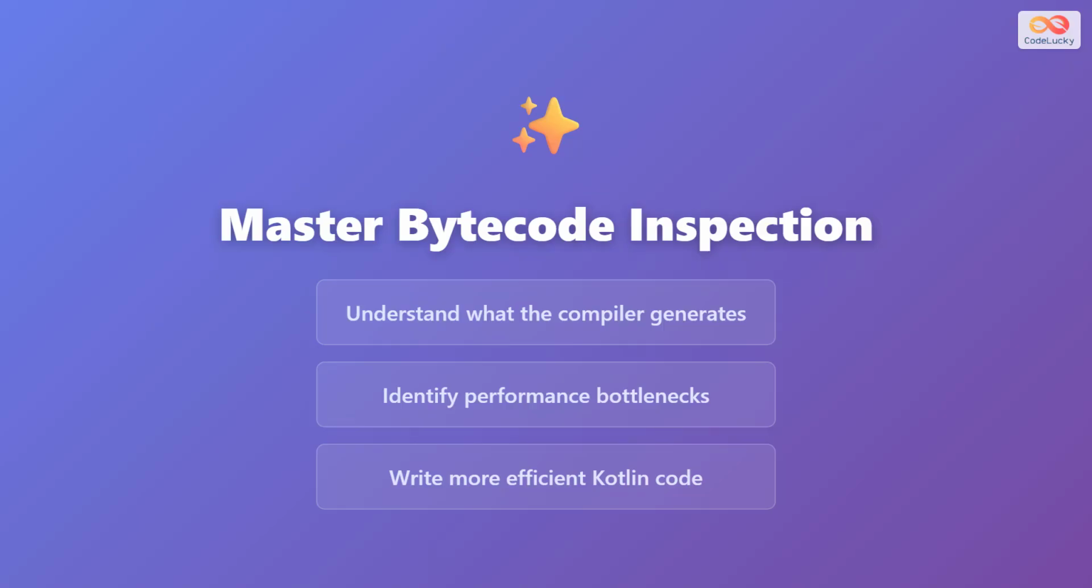By mastering bytecode inspection, you understand exactly what the compiler generates from your Kotlin code. This knowledge allows you to identify performance bottlenecks before they become problems in production. Most importantly, it enables you to write more efficient Kotlin code based on solid understanding rather than guesswork. Remember, great developers don't just write code that works, they write code that works efficiently. Bytecode inspection is your window into the true performance characteristics of your Kotlin applications.